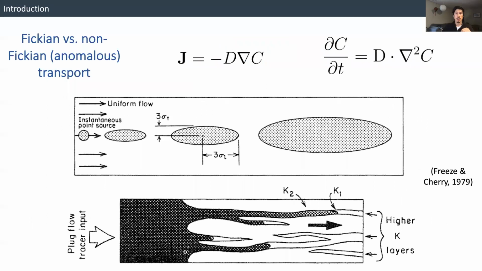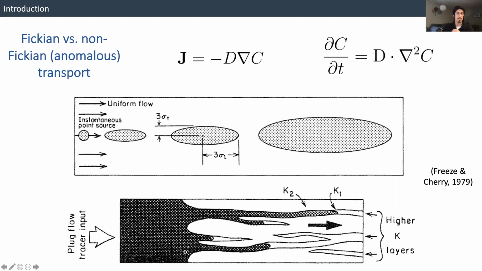A quick note, I use anomalous and non-Fickian interchangeably. They mean the same thing. Transport's anomalous when it can't be described by Fick's laws of diffusion, which basically say that diffusion goes from high concentration to low concentration proportional to the concentration gradient.